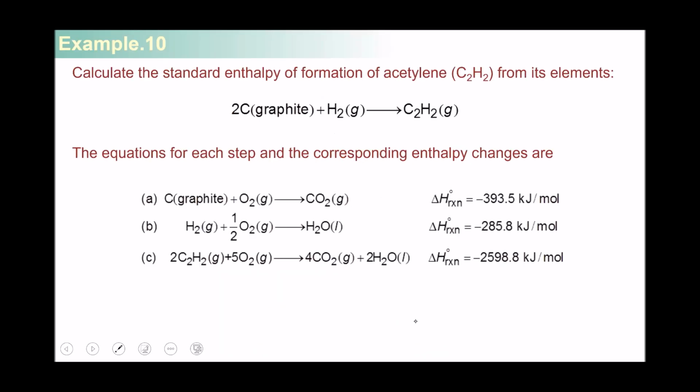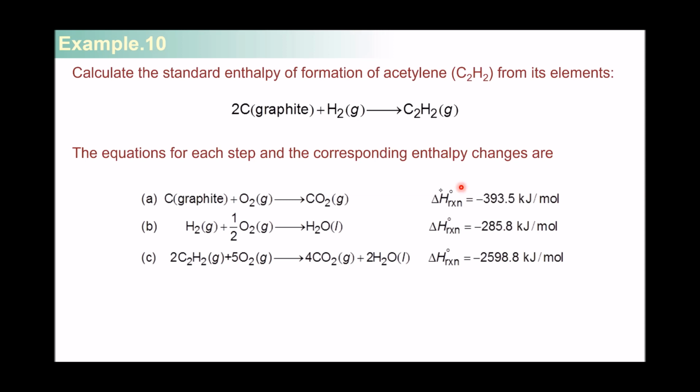Let's apply these rules to this example right here. If we consider this reaction between graphite and hydrogen to make acetylene, this is a very difficult reaction to measure experimentally. However, we can calculate the enthalpy change during this reaction if we have information about this set of reactions right here, which are easy to measure experimentally because they're combustion reactions. So you just burn the substances in oxygen, and you measure the heat change during each of these reactions.